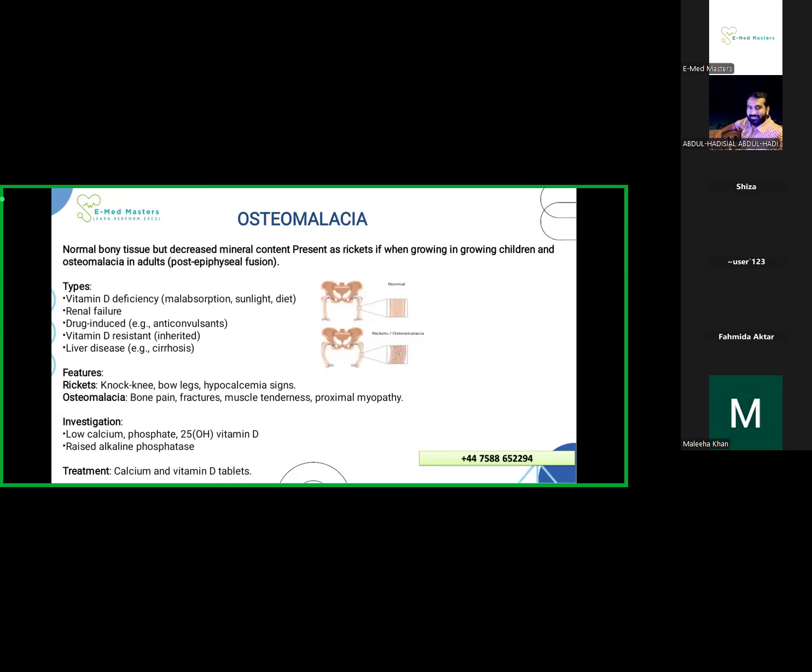The features in osteomalacia, of course, adults will present with bone pain and fractures with muscle tenderness. And in young children, you hear of the typical rickety rosary, bowed legs, and hypocalcemia signs.